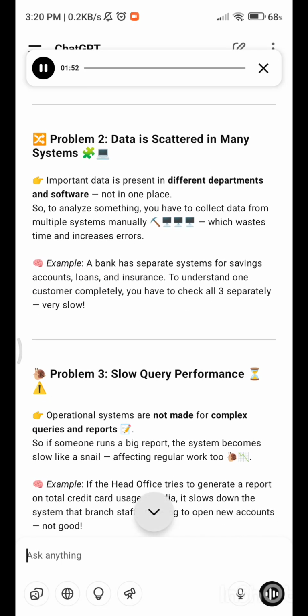Problem 2. Data is scattered in many systems. Important data is present in different departments and software, not in one place. So, to analyze something, you have to collect data from multiple systems manually, which wastes time and increases errors. Example, a bank has separate systems for savings accounts, loans, and insurance. To understand one customer completely, you have to check all three separately. Very slow.